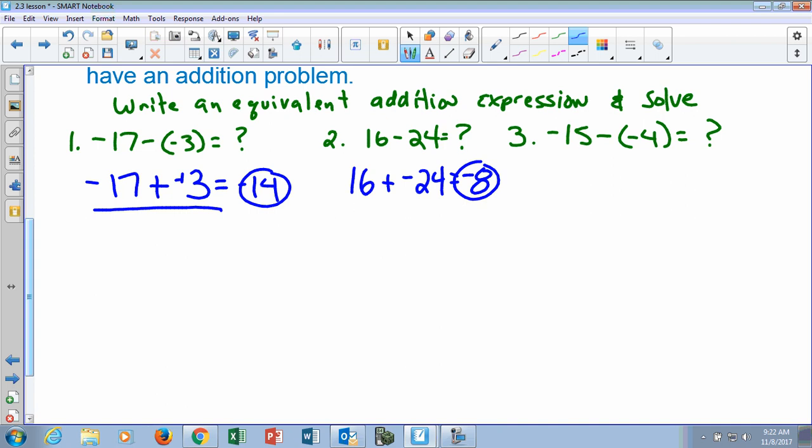So again, number 3. Okay, we are subtracting, so we add the opposite. What's the opposite of negative 4? 4. So negative 15 plus 4, Sal? Negative 11. Good, negative 11.